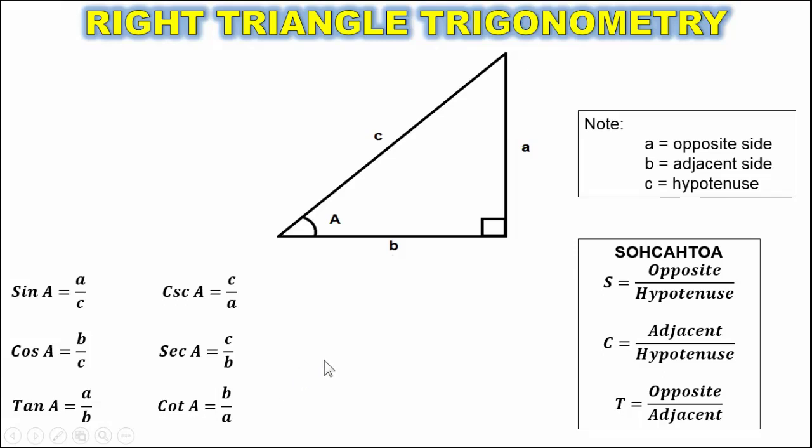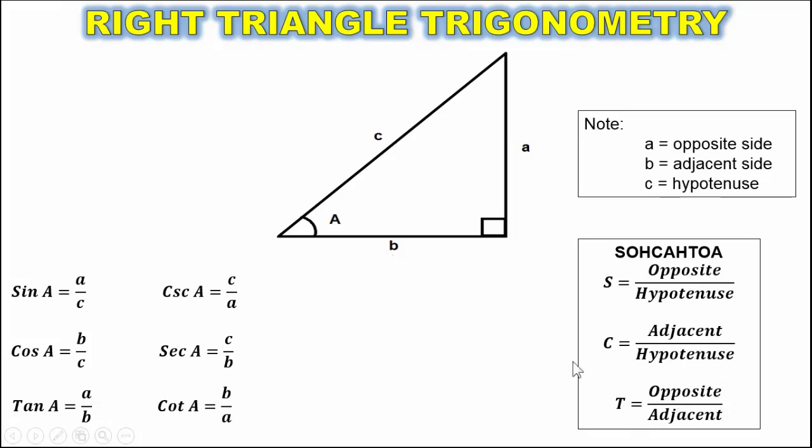We learned in trigonometry the SOHCAHTOA method of memorizing the trigonometric function. The S stands for the sine, the O opposite, and H is the hypotenuse. Therefore, sine is equal to opposite all over hypotenuse. The cosine is equivalent to the adjacent all over hypotenuse. And then the tangent is equivalent to the opposite all over adjacent.